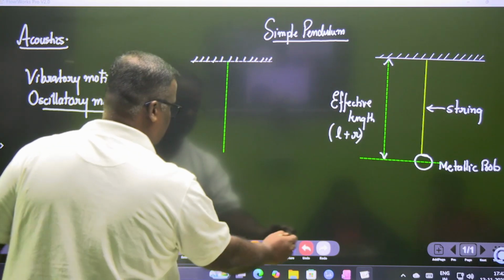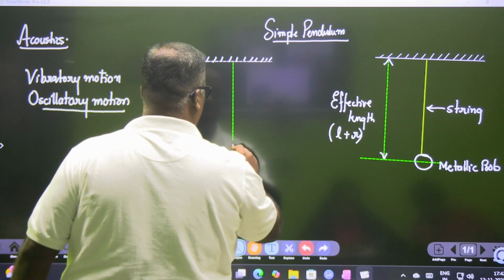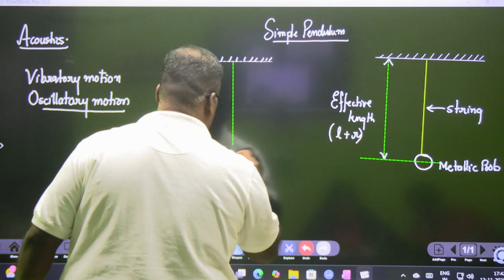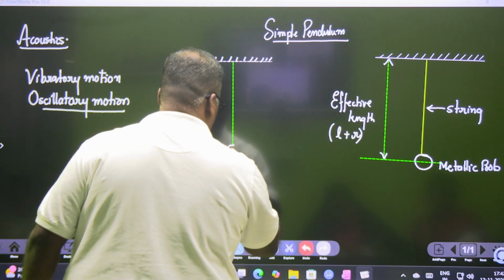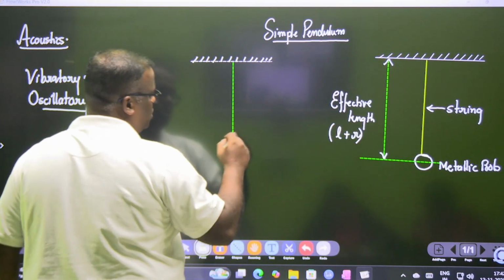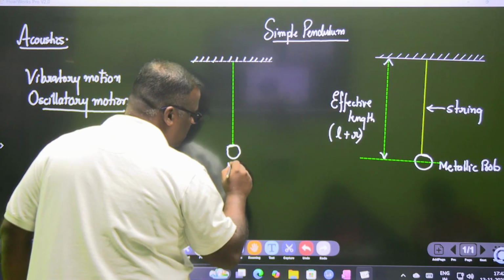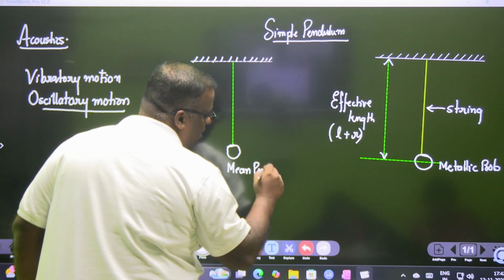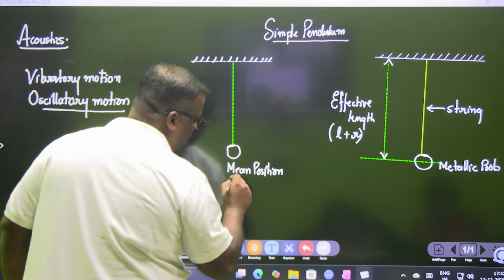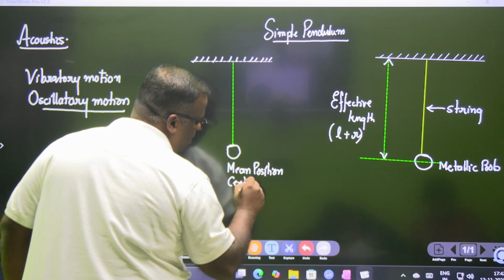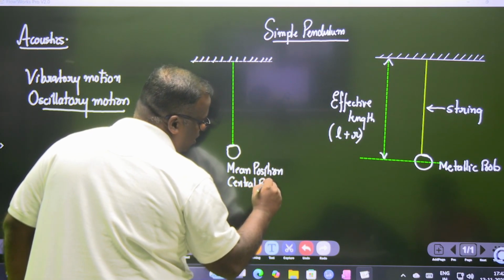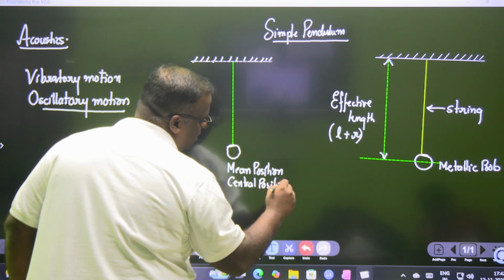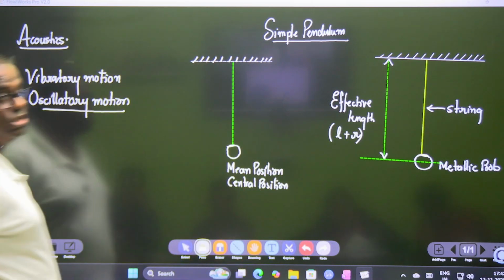Right. Now, if the pendulum is at rest, it would be in this position. This position is known as the mean position. This is also known as the central position. Both words are correct. Now we need to understand the oscillatory motion.